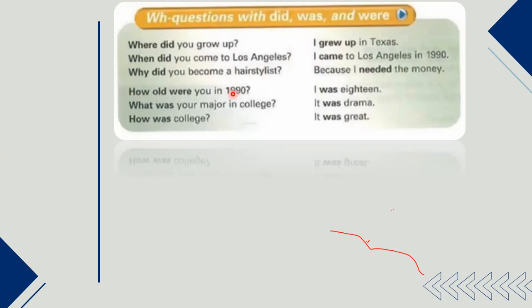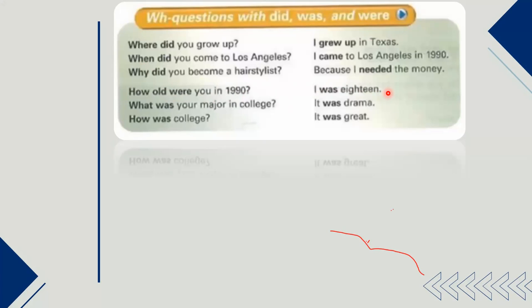How old were you in 1990? I was 18. ¿Qué edad tenías en 1990? And it says, I was 18. Tenía 18. Now with your own information, can you please tell me how old were you in 1990?